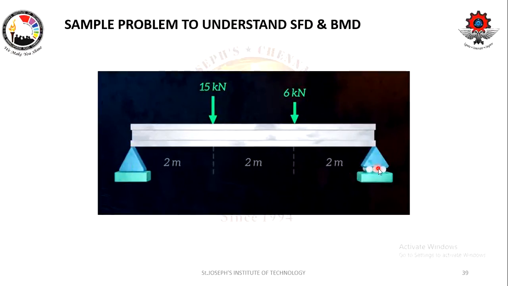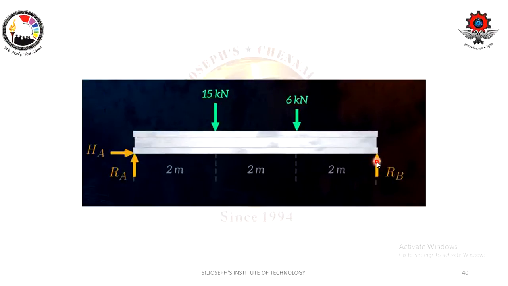In this case we have a roller support, where it allows horizontal movement and rotational movement, but it restricts the vertical movement. So we have a reaction force only in the vertical direction, that is RB, right? So this is the free body diagram.